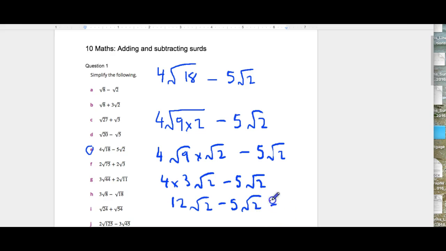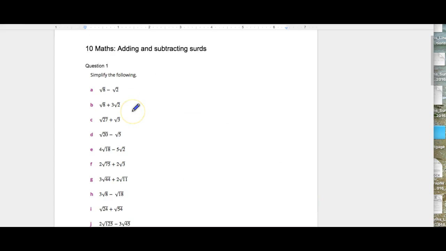So just like we do in algebra, so if we had 12x minus 5x, now we've got 12 root 2 minus 5 root 2. So how many root 2's do we have altogether? We have 7 root 2. And as long as you can simplify, you'll be able to add and subtract.